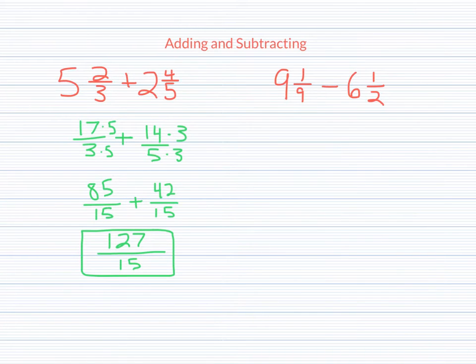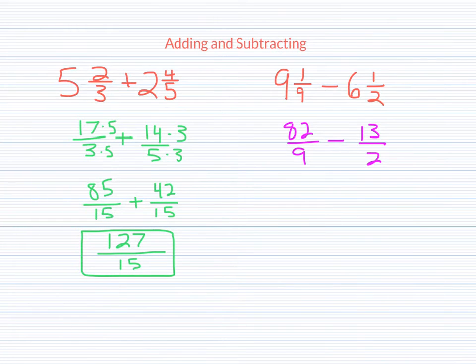Subtraction problems are going to be very similar. The only difference will be the operation we do at the end. So the first step will be to rewrite these mixed numbers as improper fractions. Our first one will be 82/9 minus 13/2. Now we're going to have to find a common denominator here.